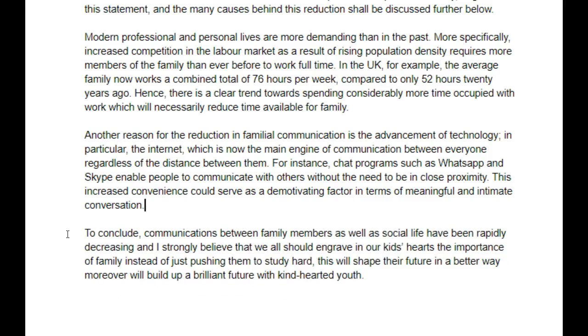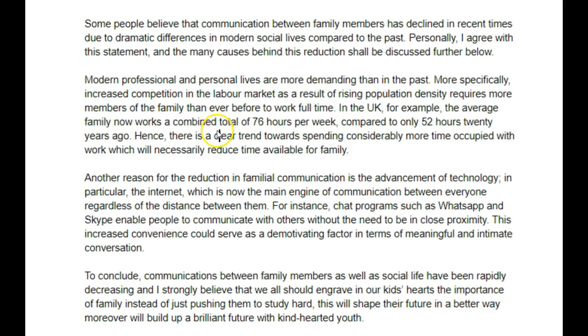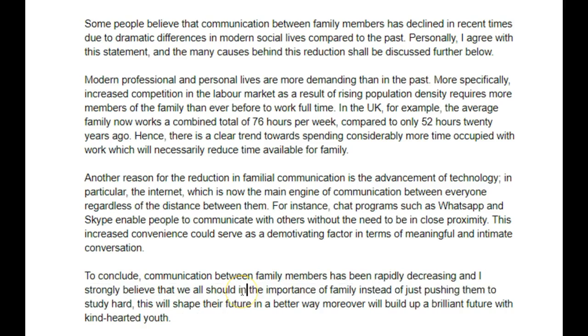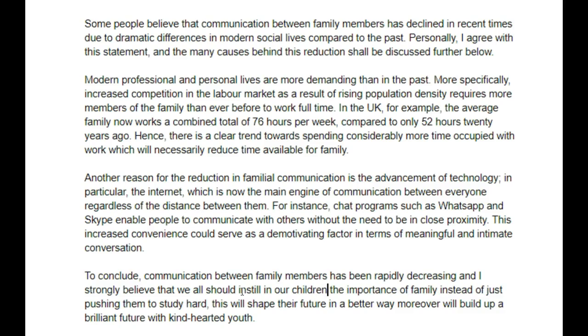This as well is now just an additional aside. So now what we have is one paragraph that talks about modern schedules, one paragraph that talks about technology. So communication between family members. We don't need to talk about their social life. Has been rapidly decreasing, and I strongly believe that we all should engrave in our kids' hearts. That's a very visceral statement. It makes me think of carving words into a child's heart. So we're going to remove that. So here we should have instill in our children. Don't use kids either. Kids is too informal. That we should all instill in our children the importance of family instead of just pushing them to study hard, as this will shape their future in a better way, and moreover will build up a brilliant future with kind-hearted youth.